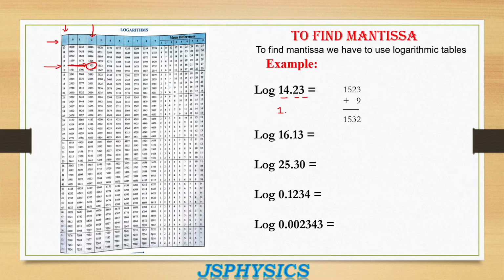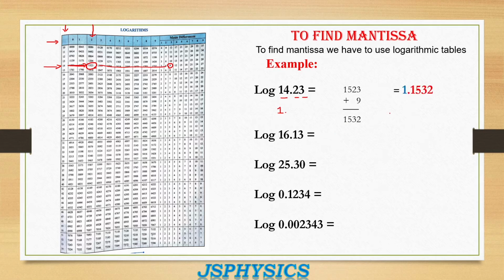1523. Then further we have to go in the same row under the column of 3, that is the last digit. So that we have to see in the mean difference. So I'll go further here. Now this is 1, 2 and 3. So under the column of 3 in the mean difference, the number written is 9. Right? So we'll add these two numbers, 1523 plus 9. So that will give me 1532.